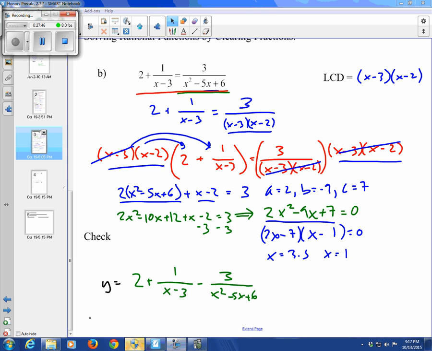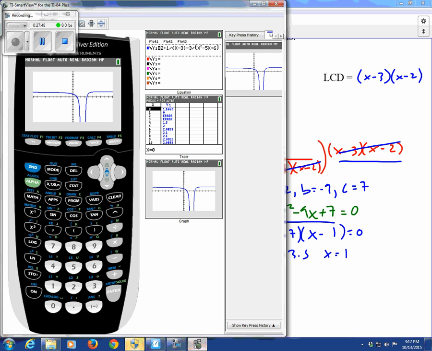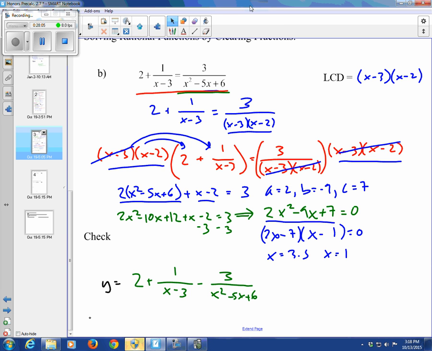And when we type him into the calculator here, we get the graph that is crossing at 1 and at 3.5. And you could find those zeros the same way we did before. But right here what we're seeing is both of our zeros turn out to be solutions for our equations, so they both work.